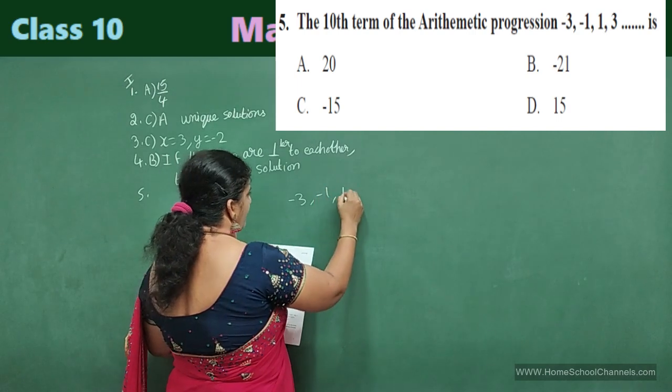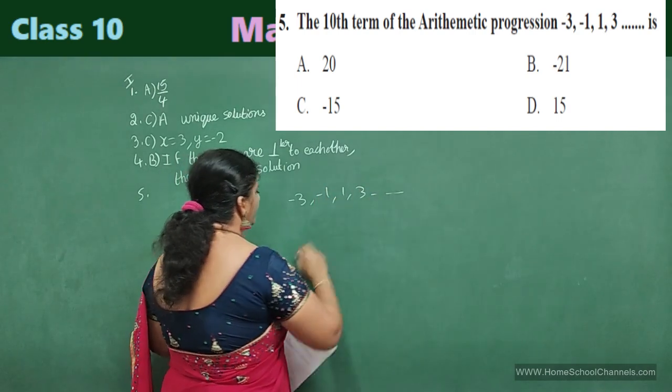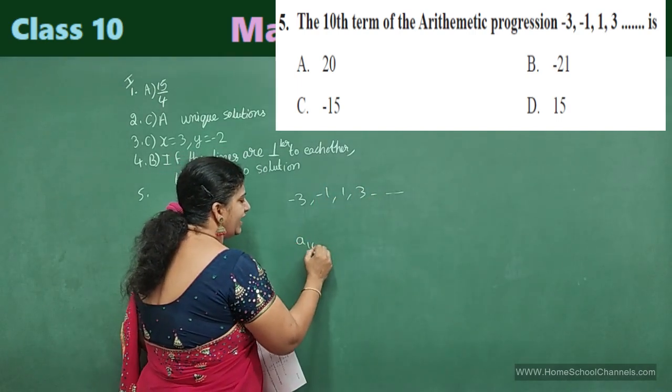Fifth one, the 10th term of an arithmetic progression: minus 3, minus 1, 1, 3, and so on. 10th term means we need A10.